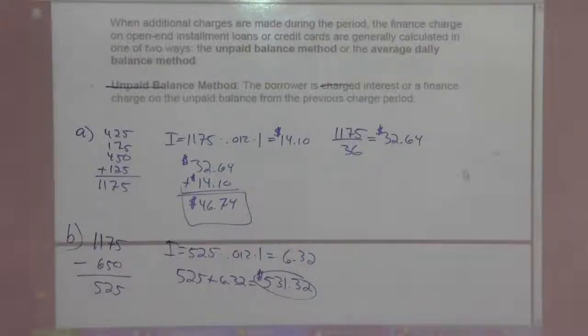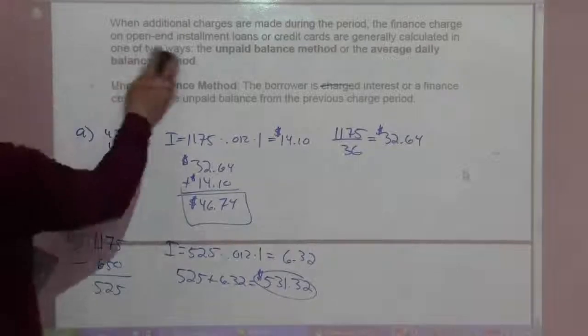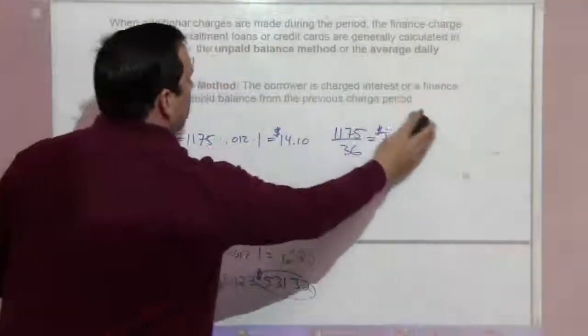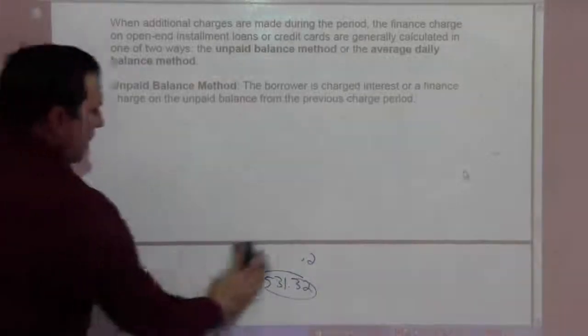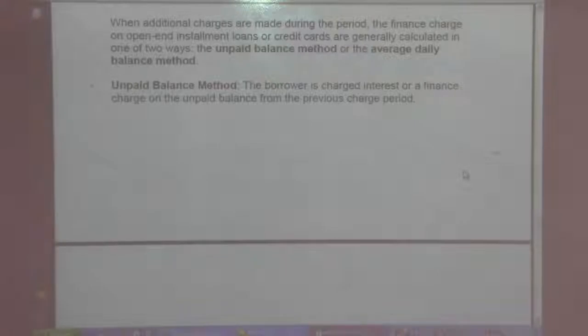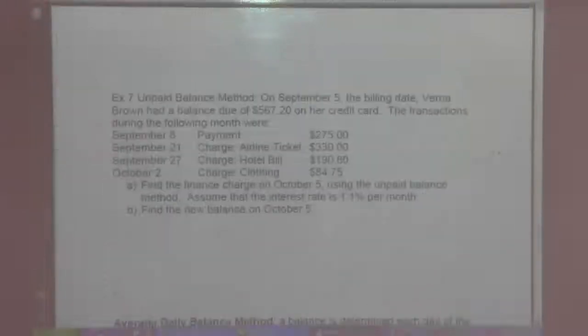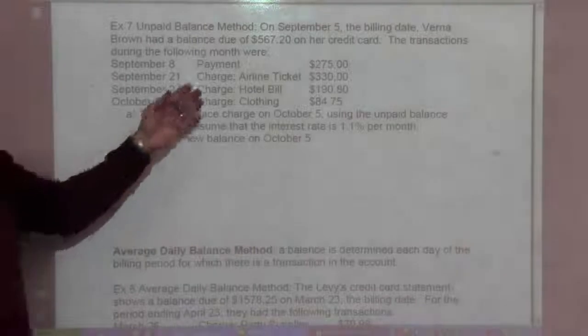When additional charges are made during the period, the finance charge on open-end installment loans or credit cards is generally calculated in one of two ways: the unpaid balance method or the average daily balance method. With the unpaid balance method, the borrower is charged interest or a finance charge on the unpaid balance from the previous charge period. So unpaid balance, and this is I think the most typical kind.